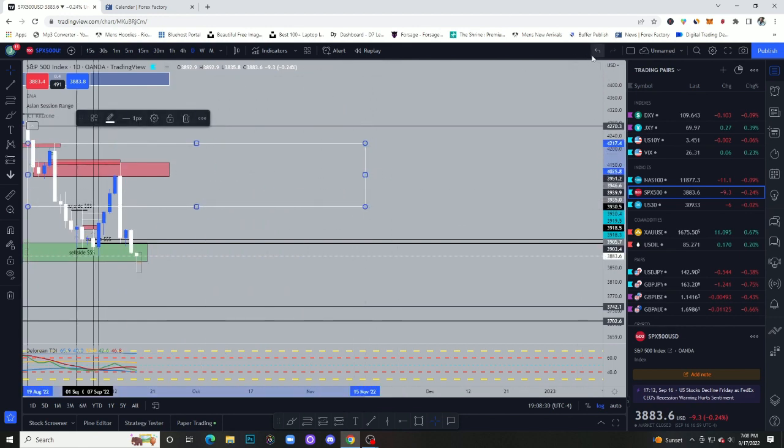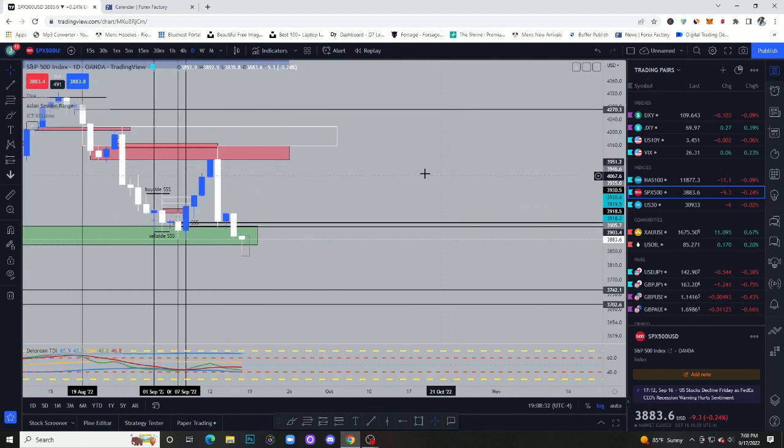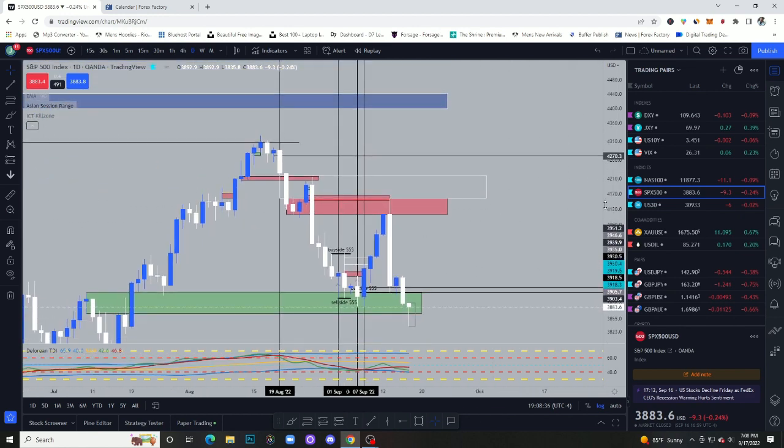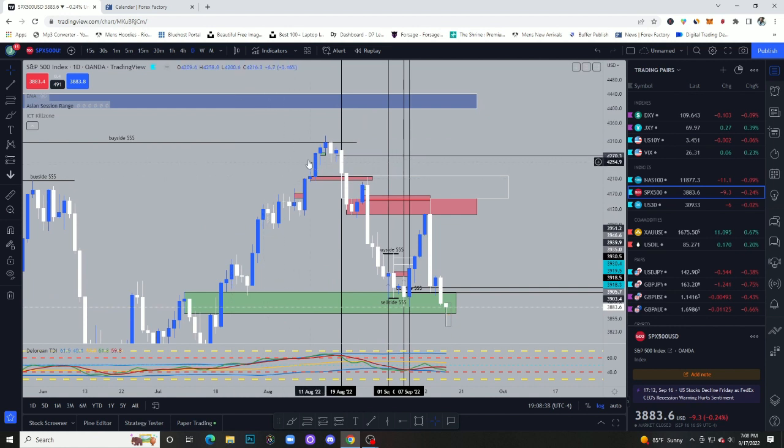All right, so as you can see, I start my top-down analysis on the daily time frame right here. You see we're on the daily time frame.